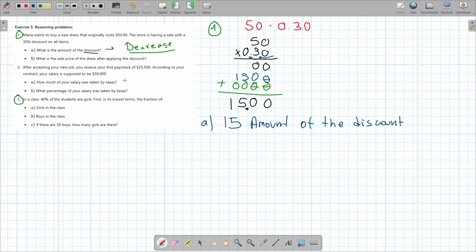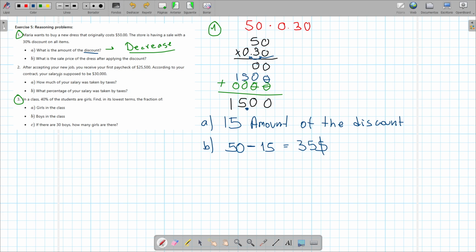Okay, let's continue. Now, what is the sale price after applying the discount? When you apply the discount, you are paying the $50, but we are giving a discount of 15. 50 minus 15, $35. So this is going to be the result. After applying the discount, the sale price will be $35.